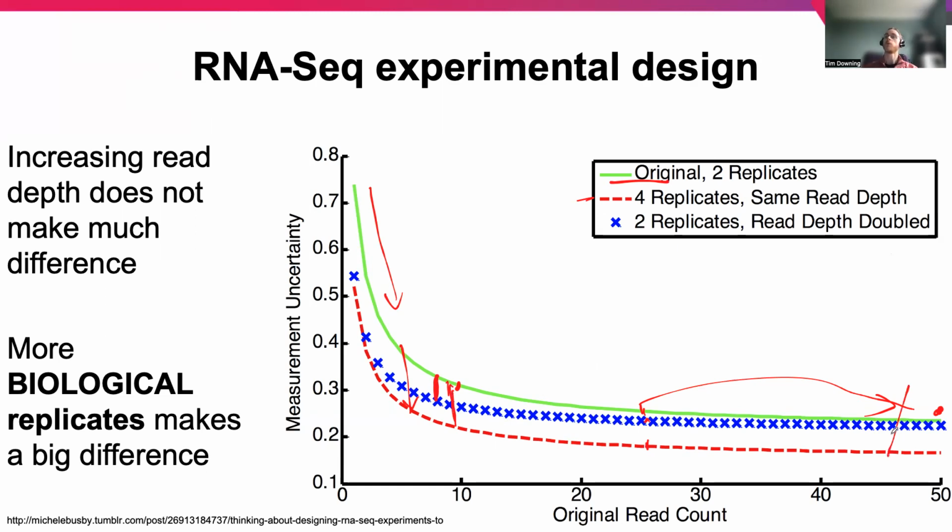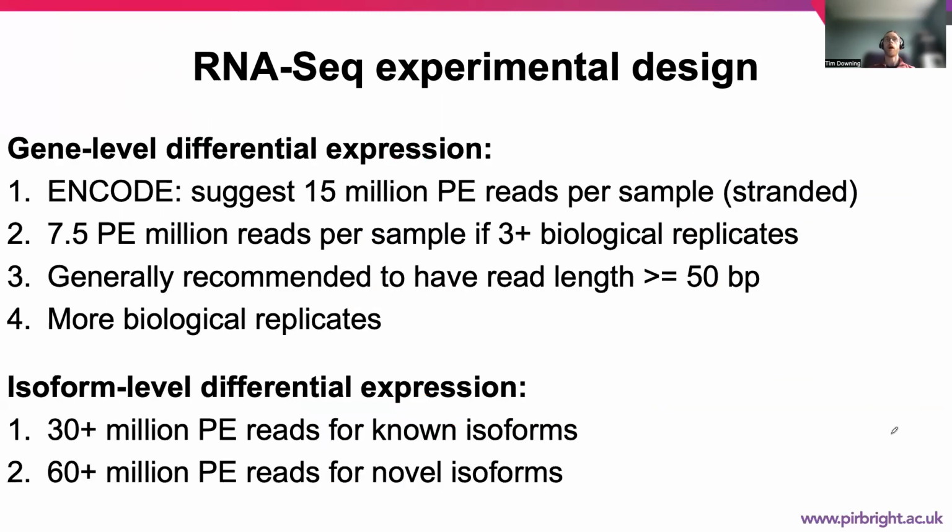We also have to bear in mind what we're trying to do. The ENCODE consortium has suggestions on numbers of reads that we need per sample. So we're assuming here that we're all using reads that are longer, paired end and stranded. They talk about, if we want to look at gene level differential expression, that we should be looking at about 15 million reads per sample. If we have numerous biological replicates, we can get away with fewer reads. If looking at isoform level expression, we need more reads, at least 30 million per sample for known isoforms.